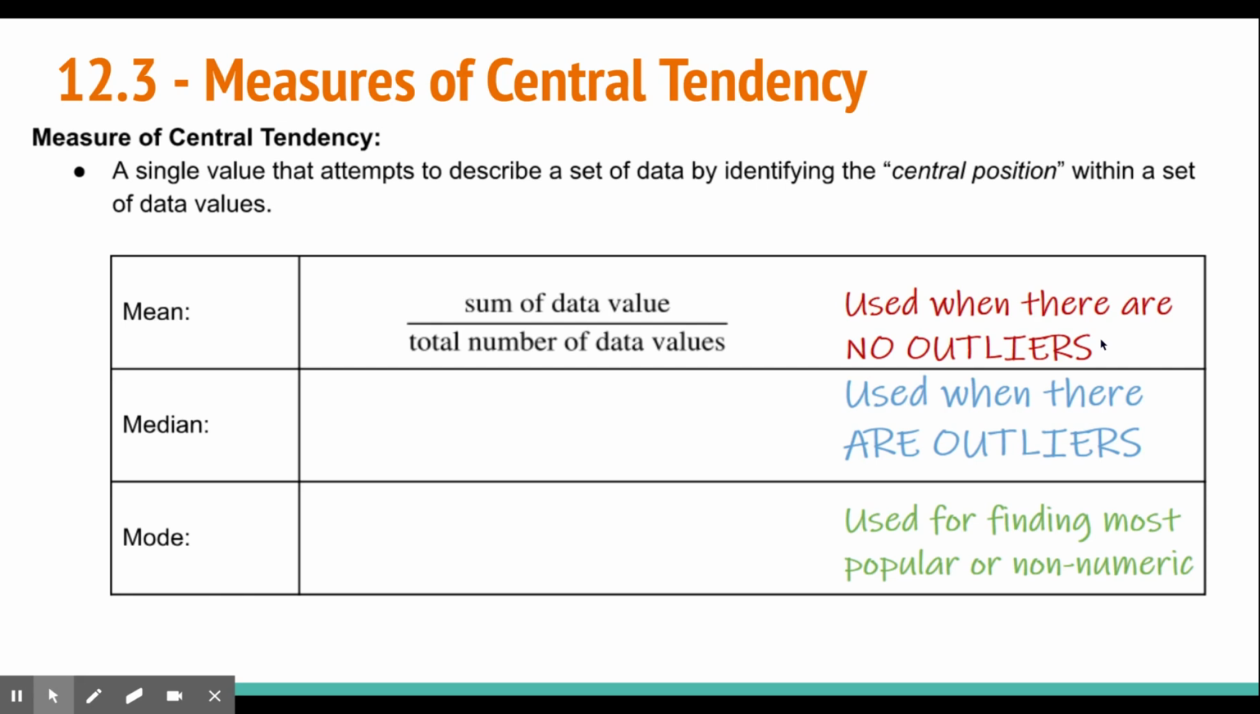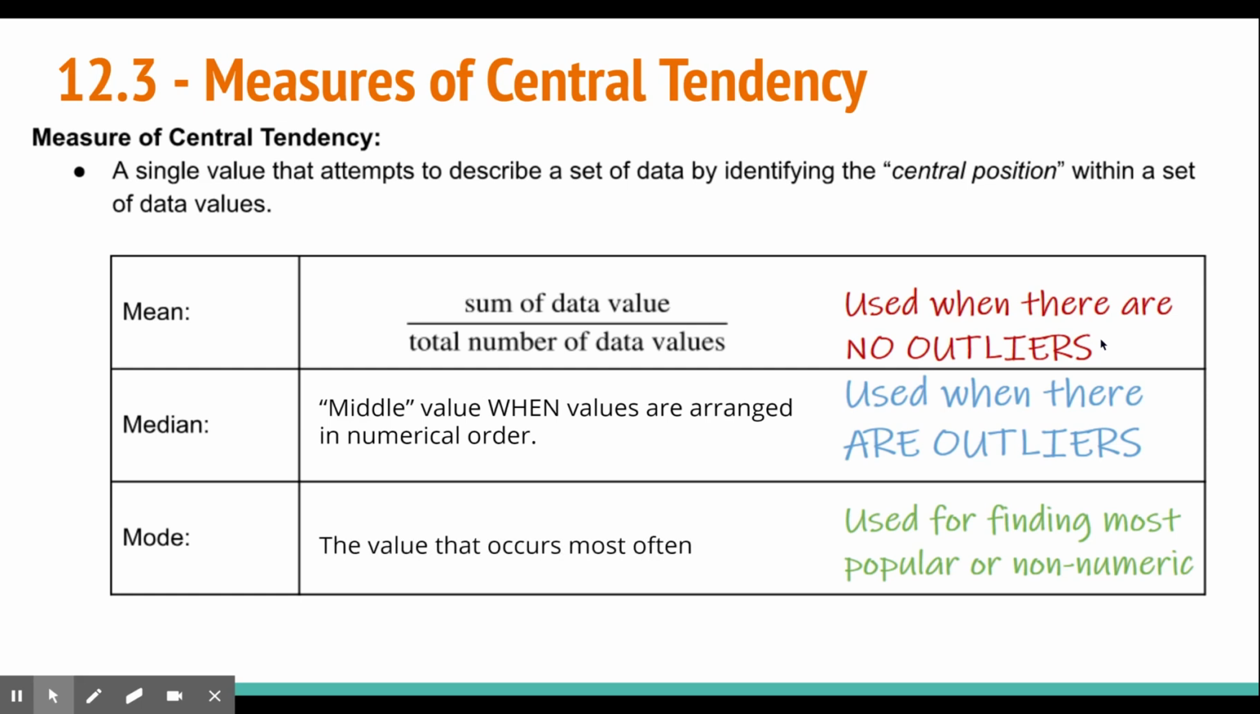The median is the middle value when you arrange them in numerical order, from smallest to biggest, biggest to smallest, doesn't matter, but it's the one right in the middle. The median gives you a good measure if there are numbers that are very, very far on either end. Those are going to be our outliers. We'll talk about that in a moment.